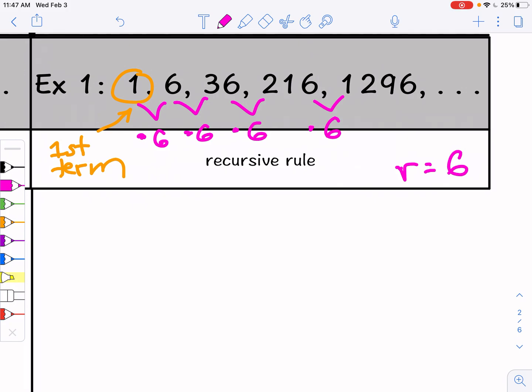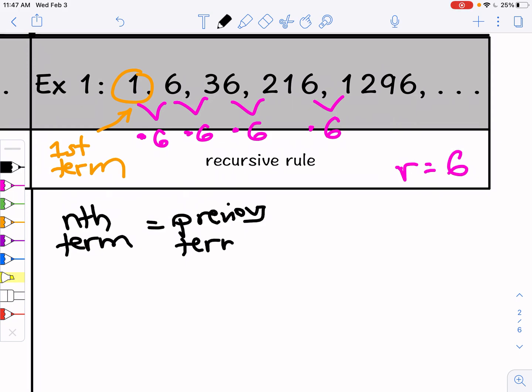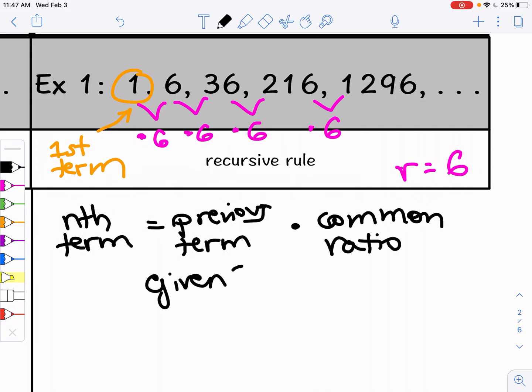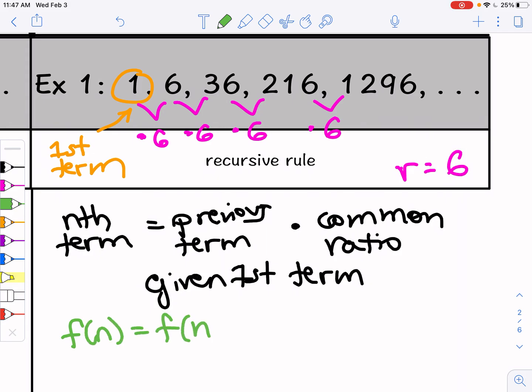If I write what I had before to remind myself, the nth term is the previous term times the common ratio given the first term. I can use this recursive rule to write one specific to this sequence. And this is a geometric sequence because it's multiplication. So I can write f of n equals f of n minus 1, the previous term, times 6. I take every term and multiply it by 6 when our first term is 1.